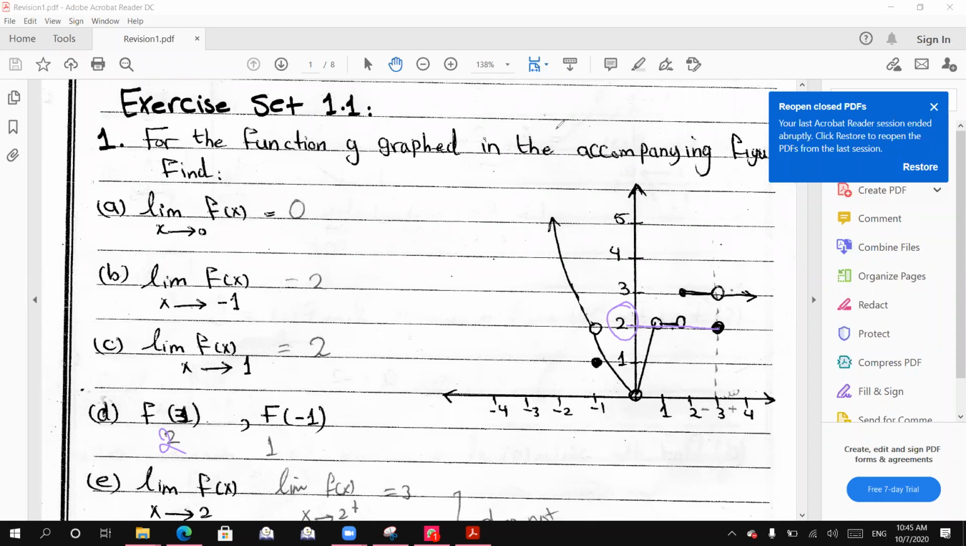Now what about f of -1? I look also at the closed circle. What about f of -1? 1. It is 1 also. Thank you. Okay. Teacher, if we don't have a closed circle, what should we do? It's not undefined.